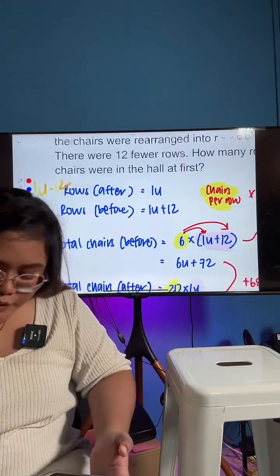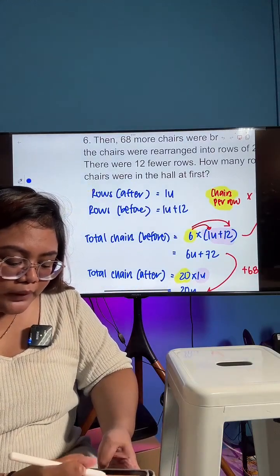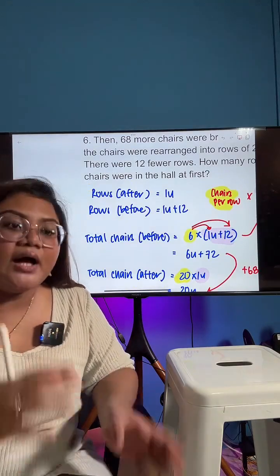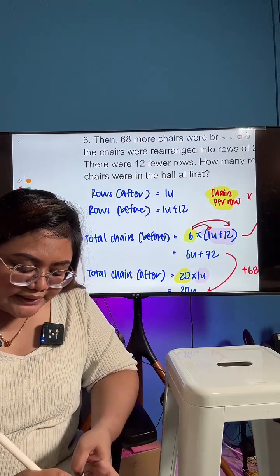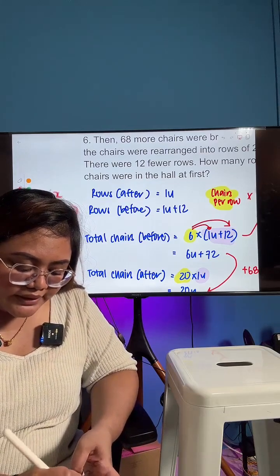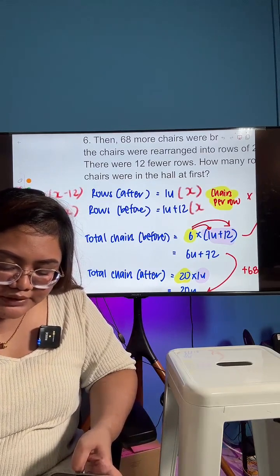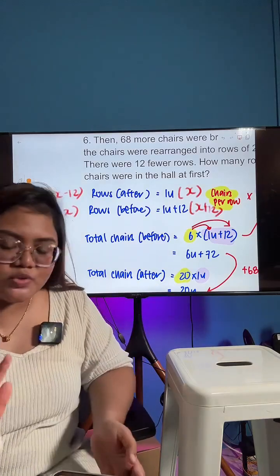Okay? You can also use algebra. The reason why I use units is because a lot more people are more comfortable with units. But if you are good with algebra, I would say yes, go on to use algebra. So this will be x. This will be x minus 12. Or you can use this as x, then this will be x plus 12. Also can. But basically it's the same thing. Your 1 unit is your x. So it's the same thing.